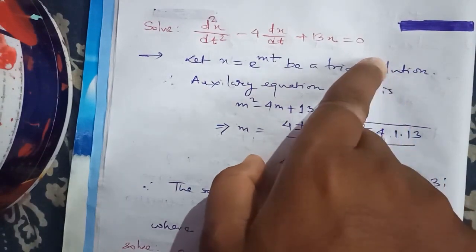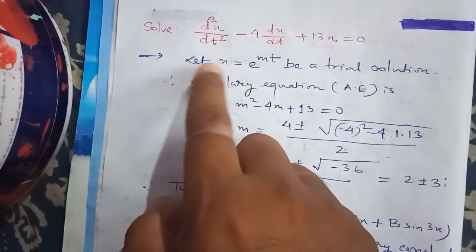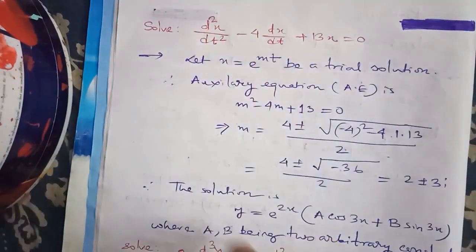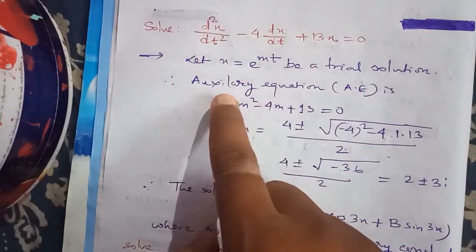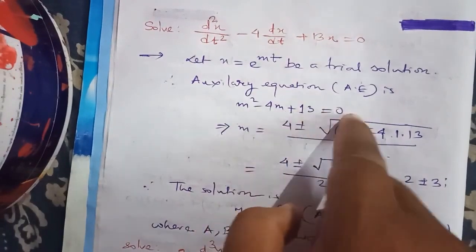Here there is no dy by dx. What we have is dx by dt and d squared x by dt squared. So in this case, instead of writing y, we will write: let x be equal to e to the power mt be a trial solution. So what will be the auxiliary equation? Therefore, the auxiliary equation is m squared minus 4m plus 13 is equal to 0.